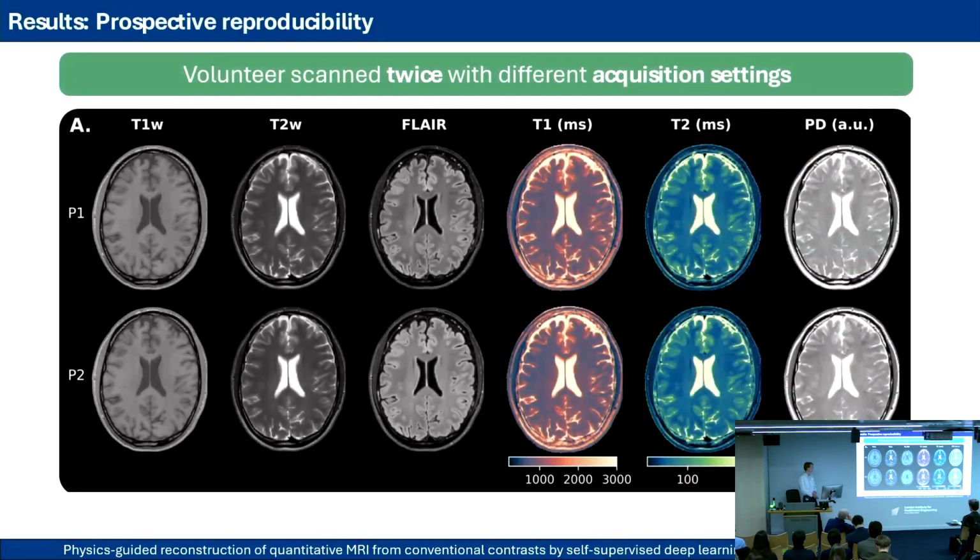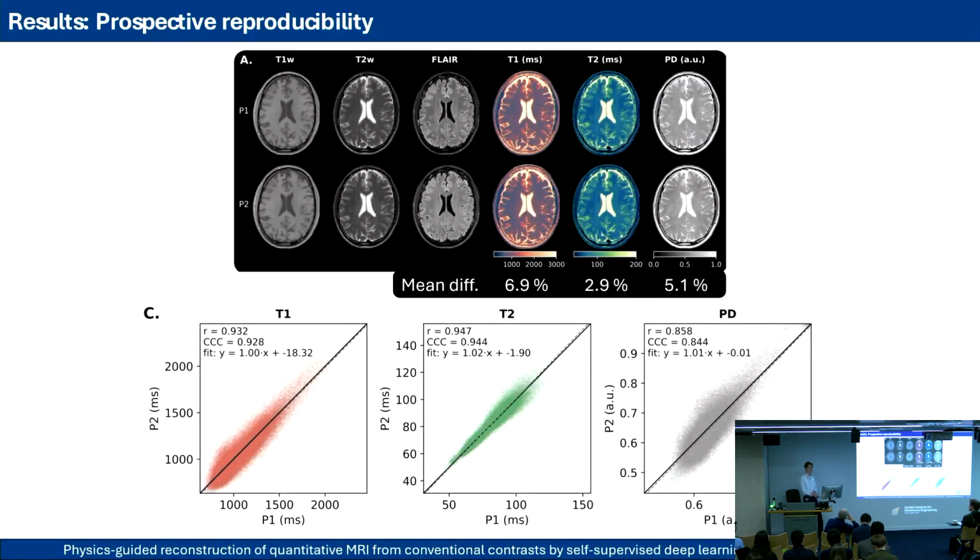We did a similar experiment with a healthy volunteer as well, prospectively, where we changed the acquisition settings from the distribution in our training data sets, from the lower bound to the upper bound, with protocol 1 and protocol 2. Again, the generated quantitative maps seem very similar across the 2 protocols. And again, when we look at these voxel-wise metrics, we see that the voxel-wise mean difference is very low, and again tight clustering around the identity line for T1, T2, and proton density, with high Pearson R and concordance correlation coefficient.